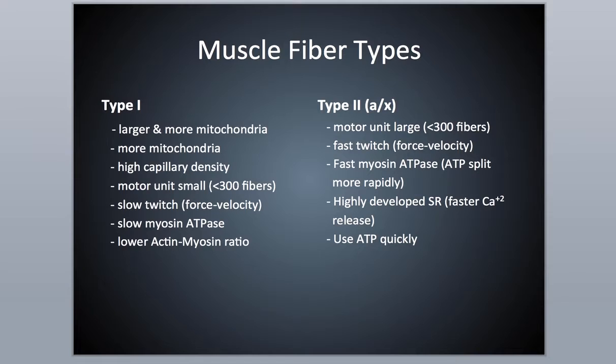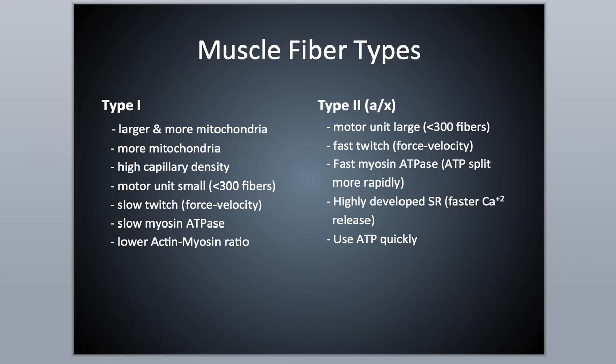They also have a lot of capillary density, which means they have a lot more blood flow going through them. That's important because the more blood flowing through them, they're potentially going to have more oxygen flowing through them, which is good because they have more mitochondria and they need the oxygen to fuel the oxidative phosphorylation. Now, they tend to have smaller motor units, less than 300 fibers.